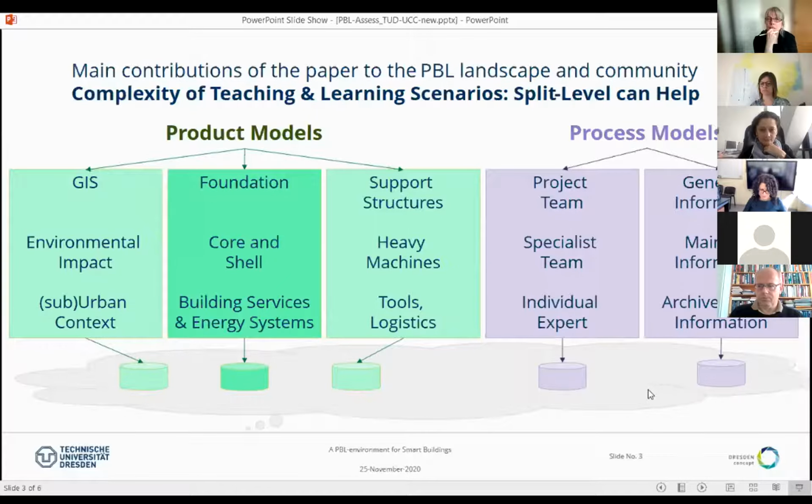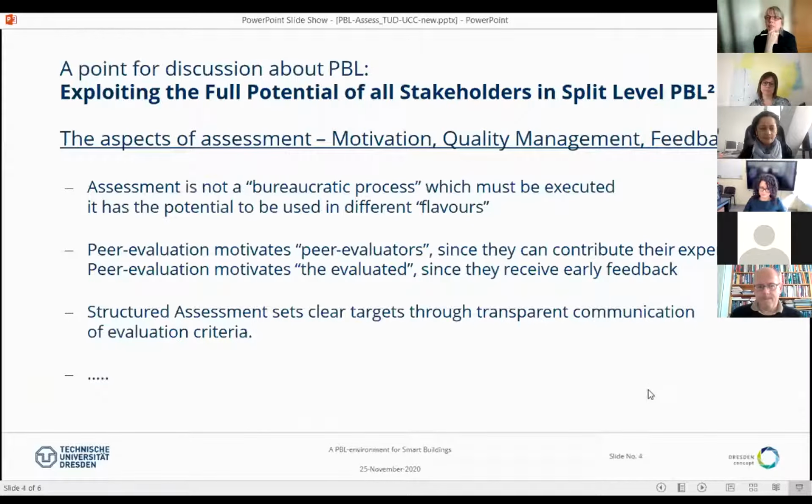With process models, we mean that participants must understand as individual experts what their role is within a specialist team to contribute information and to check the quality of information from others, and what the role of the multiple specialist teams is within an overall project team. You can imagine that this challenge is not easily mastered.